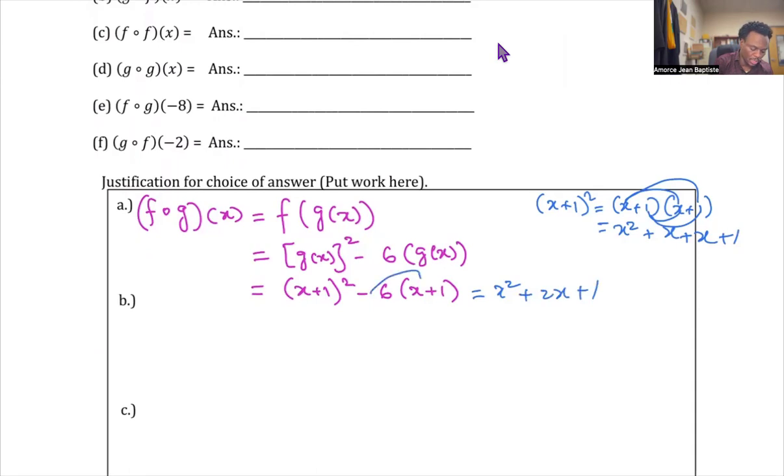And then you distribute negative 6: negative 6x minus 6. x squared minus 4x minus 5 would be the simplified result, but you could have used this one. I think it would still give you full credit, and that's why I write it in blue. You have your choice: either use the expanded expression, or just replace the g of x into f of x.